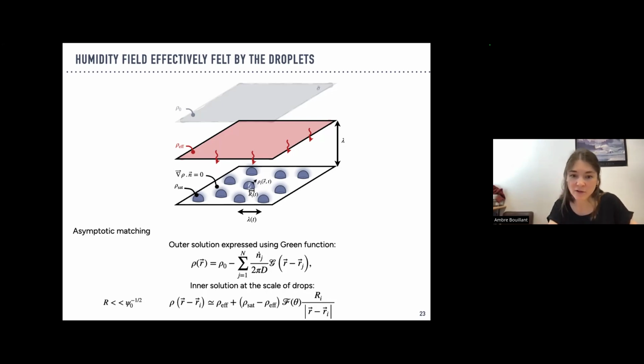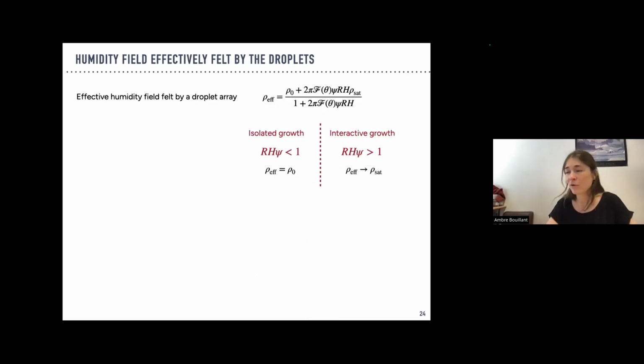And this actually leads to the humidity that is effectively felt by droplets. It is written here, so rho F. And what is nice in this formula is that you have two limits. So you have a limit for a product RH psi that is smaller than 1, for which the effectively felt humidity is almost the one that you impose at the ceiling. So everything should grow diffusively and without any problem. And then you see that when this product is greater than 1, the effective humidity tends to zero. And this is dramatic for the condensation, because then it will basically stop condensation. You will not have any more driving force for condensation.